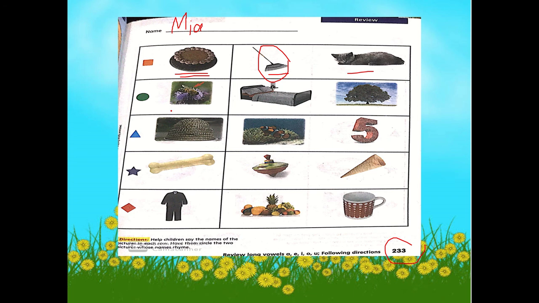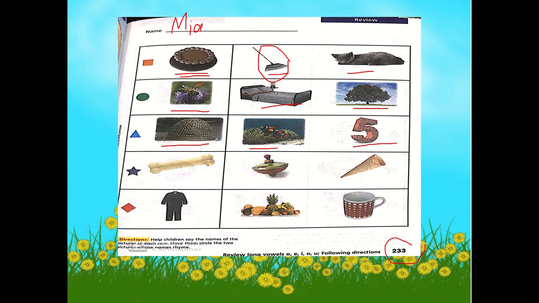Next one, we have bee. What object rhymes with bee? Is it bed or tree? Very good. And the next one is hive. What picture rhymes with hive? Is it fish or five?